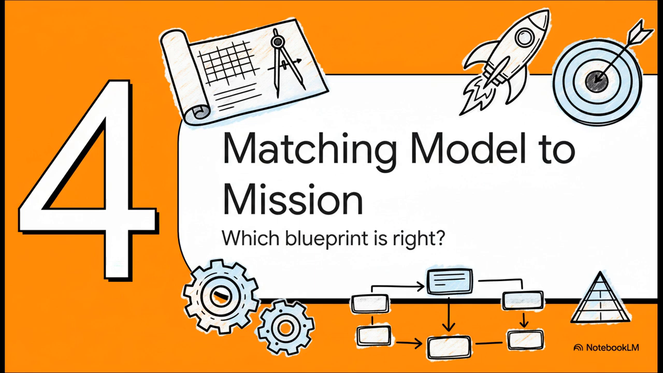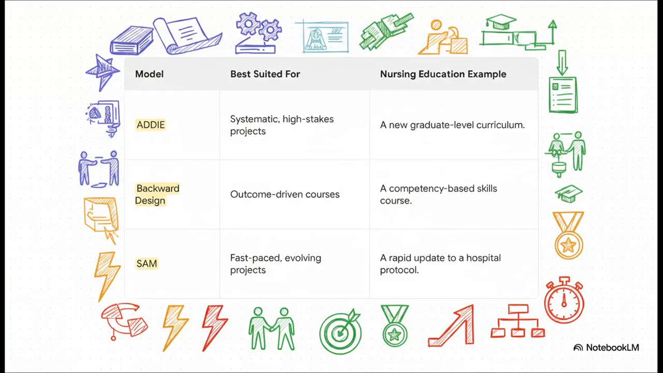How do you actually choose the right blueprint for your project? Let's just boil it down. Here's the bottom line. If you are building a new, formal graduate curriculum that has to be robust and really well documented, the systematic nature of ADDIE is going to be your best friend. If you're designing a clinical skills course where demonstrating competency is absolutely everything, then the outcome focus of backward design is definitely the way to go. And if you need to create training for a new hospital protocol, like yesterday, then the speed and flexibility of SAM is the clear winner.